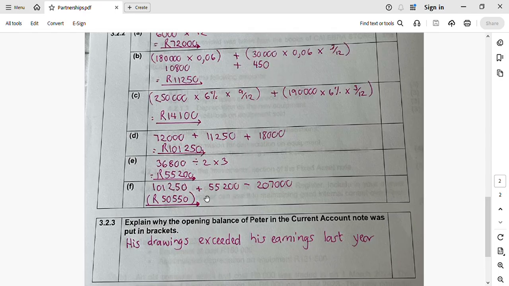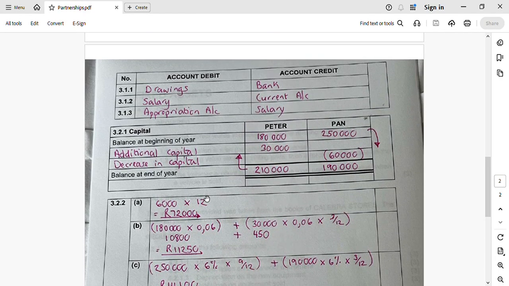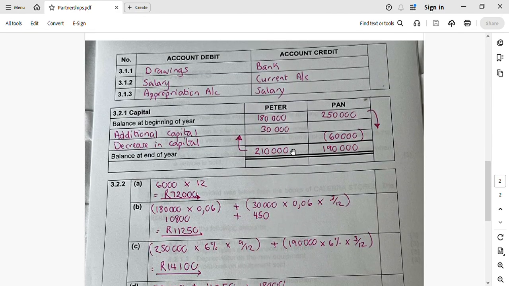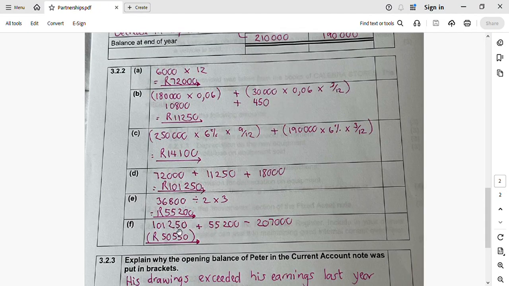You're working out your final balance in your current account. So you're asked here to work out F, and I forgot about this opening balance here. So that opening balance is in brackets. It means it's negative. It would have been a debit balance. So to get F, you're supposed to start with a negative 4,000. You're going to add the primary distribution plus the final distribution and then subtract his drawings. So this answer here should be 4,000 Rand lower than it actually is. It should be minus 4,000. Then you're going to add the salary, the interest, and minus the drawings.